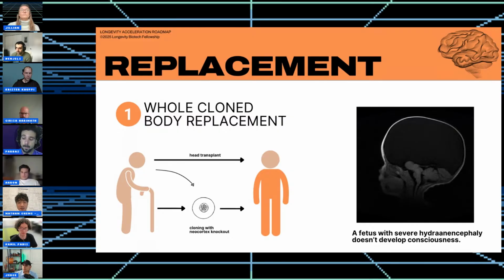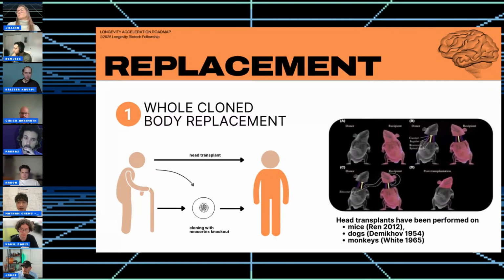So you'd have to create some sort of genetic construct to knock out the capacity for consciousness to develop in that cloned body. And you might think that sounds like science fiction, but actually there's already a natural proof of concept. There's a birth defect called hydranencephaly, where parts of the cerebral cortex don't form, and these bodies can develop to maturity even though they don't have the consciousness-forming parts of the brain.